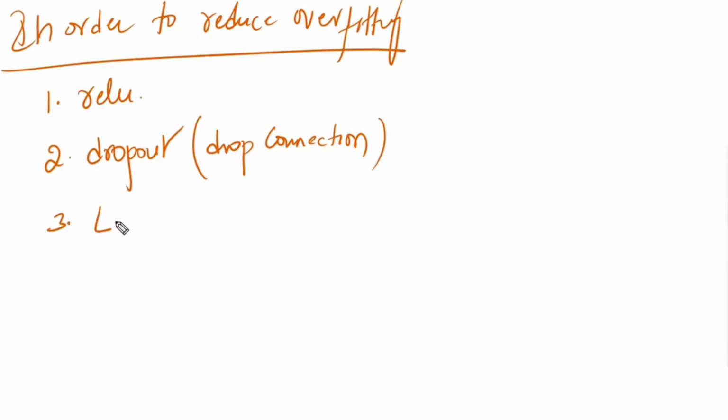The third option is L1 and L2 regularization. These are the three different options we are having. Regularization, everyone knows what is meant by regularization. L1 and L2, lasso and ridge regularization. Right? Apply the lasso and apply the ridge. One is dropout, one is ReLU. So we are going to select as per the situation. I will show you all of them one by one.